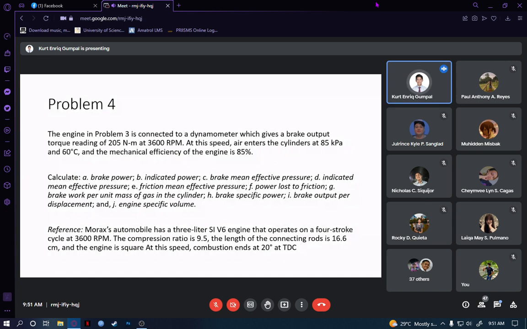Okay? At this particular speed, air, which will help you ignite your gas, enters your cylinder at 85 kilopascals and 60 degrees Celsius. The mechanical efficiency of your engine is 85. What are the 10 parameters being asked for sa inyo? Now, let's try solving this one by one.